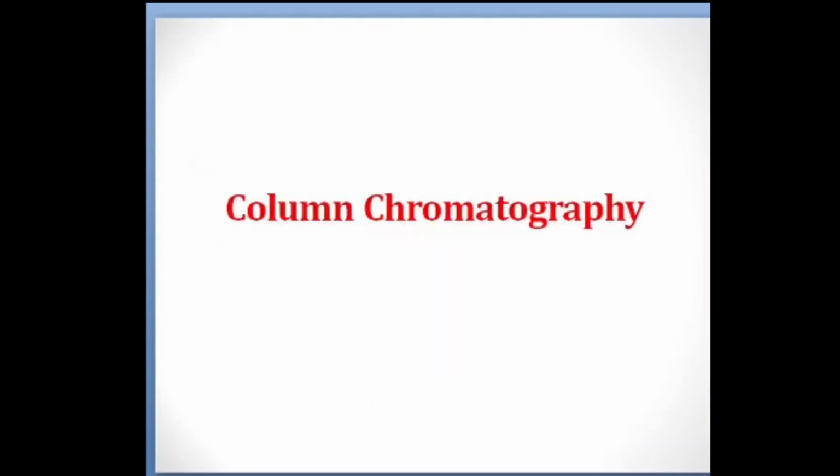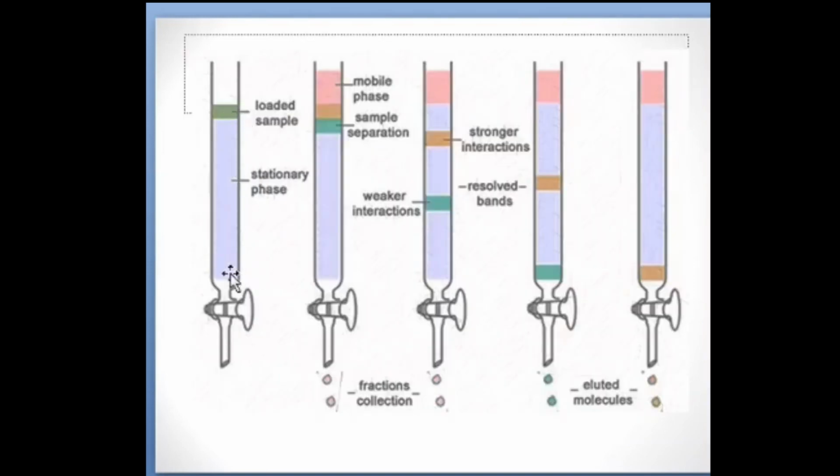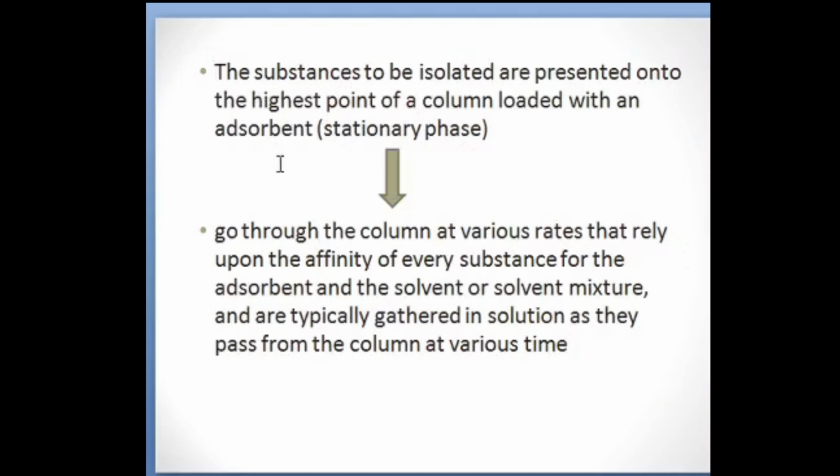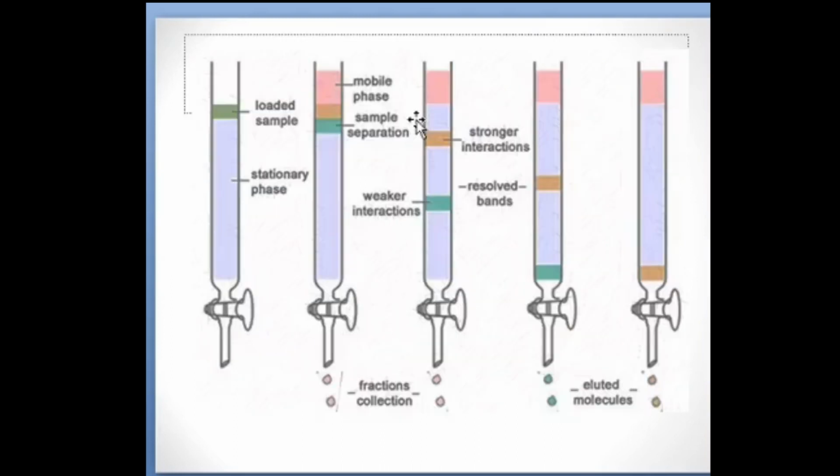Now there is another important one, column chromatography. This is another form of chromatography. In column chromatography, we use this column that can be made of stainless steel or this plastics. Okay, so column chromatography, the principle will be same. We will have the stationary phase and the mobile phase. Now you can see here in this diagram, this is the stationary phase and here this is the loaded sample.